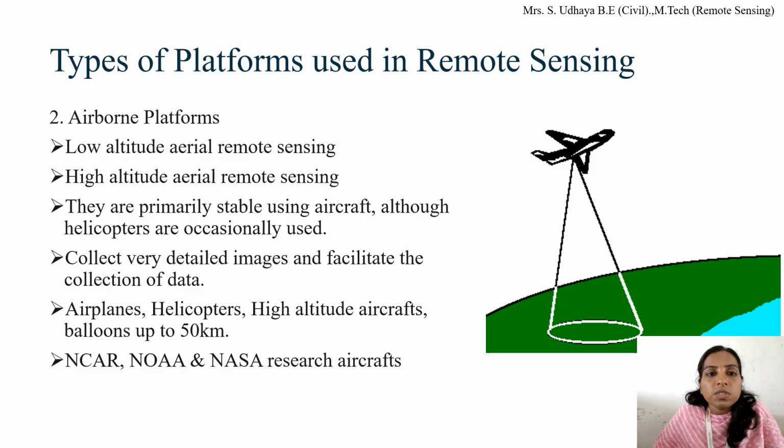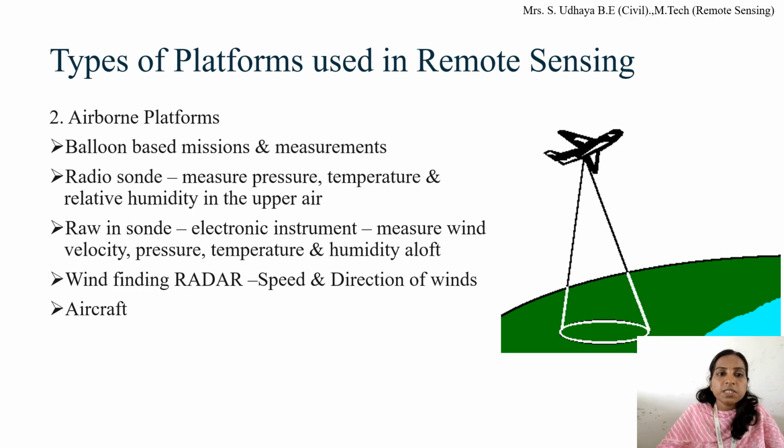Next type of platform is airborne platforms. They are also called low altitude aerial remote sensing and high altitude aerial remote sensing. They primarily use stable aircraft, and helicopters are occasionally used. They collect very detailed images and facilitate the collection of data. Platforms include airplanes, helicopters, high altitude aircraft, and some balloons up to 50 kilometers. Examples are NOAA and NASA's research aircraft. Some balloon-based missions and measurements were used in earlier days.